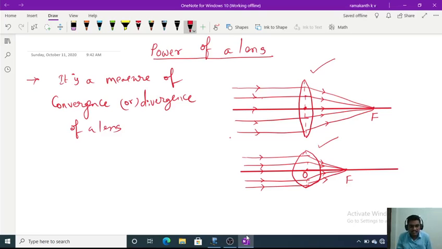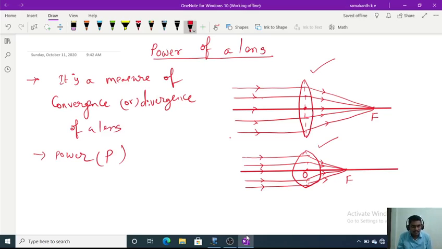If we take a thick convex lens whose focal length is small, the amount of bending is different, the amount of convergence is different. This amount of convergence is represented by one physical quantity, that is the power of a lens, represented by the letter P. How much the light bends is different for different lenses. It depends upon the focal length. Okay, so it is inversely proportional to the focal length.